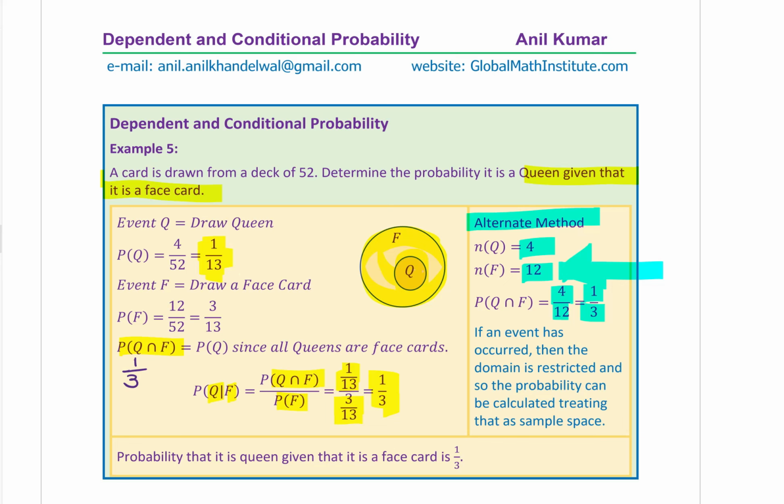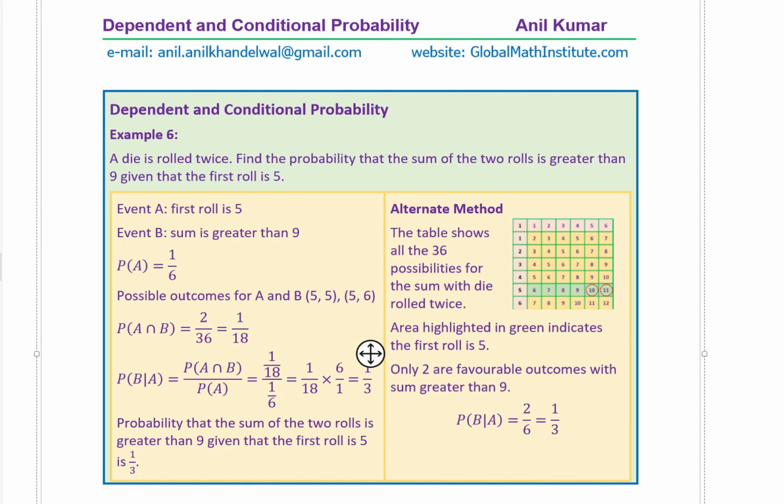Perfect. So if an event has occurred, then the domain is restricted and so the probability can be calculated treating that as a sample space. You get the idea. So the probability that it is a queen given that it's a face card is 1 over 3. Got it, correct? Now let's see how we can apply it in different cases. Same strategy, we are going to apply now in example 6.